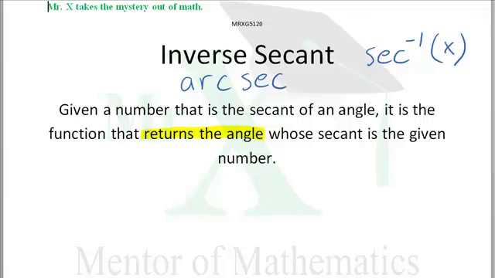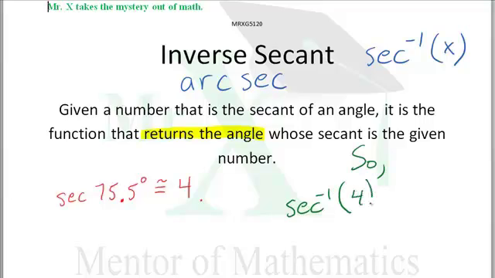So let's say that the secant of 75.5 degrees is approximately 4. It's pretty close to 4. So what we can say is that the inverse secant of 4 should be really close to 75.5 degrees. The inverse secant returns the angle whose secant is the given number. So the secant of 75.5 degrees is 4. The inverse secant of 4 is 75.5 degrees.